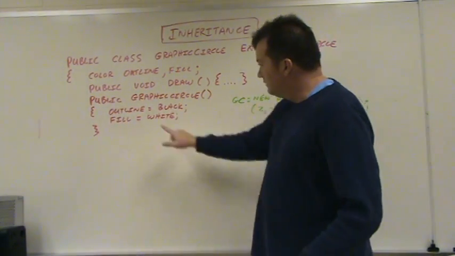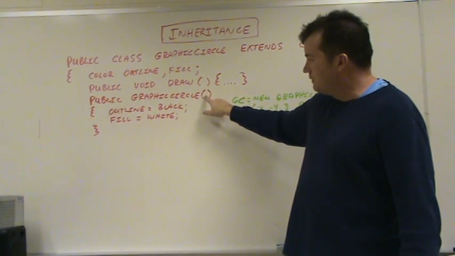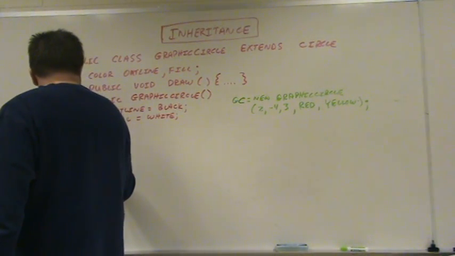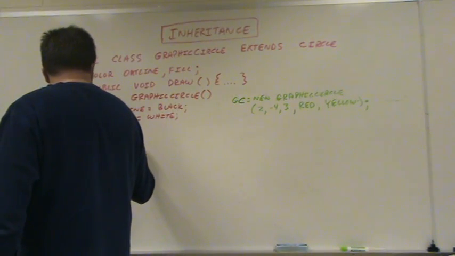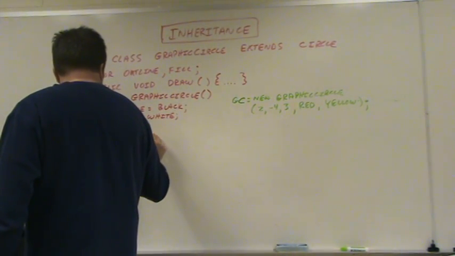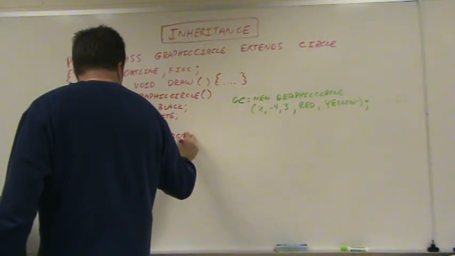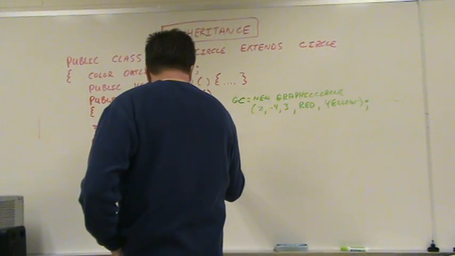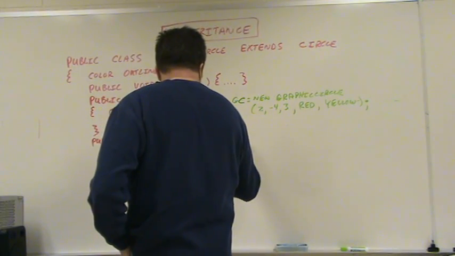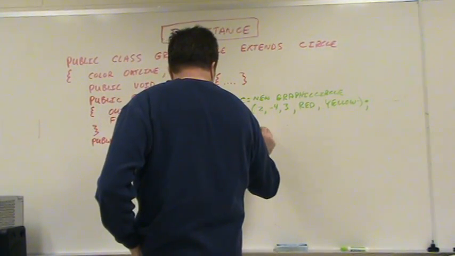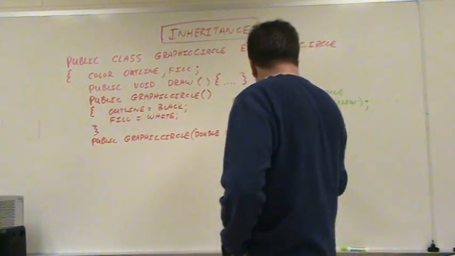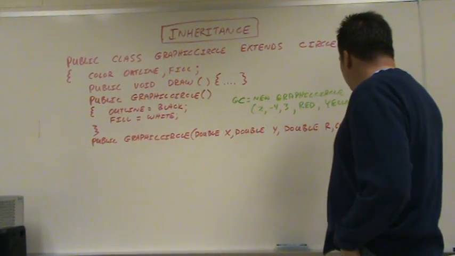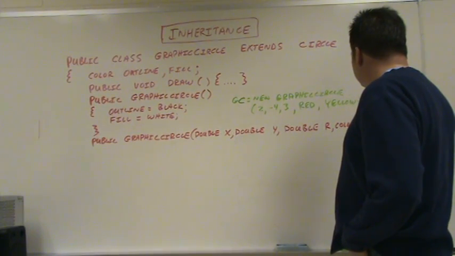Well, this constructor is no good because this one takes no parameters. We have to write another constructor. So how would we do that? We would say public graphic circle and now we're going to take in 5 parameters, and they're all doubles, right, from before. So it would be double x, double y, double r, color, c.